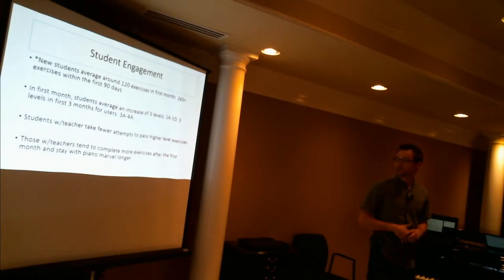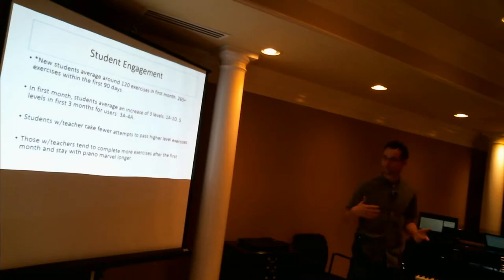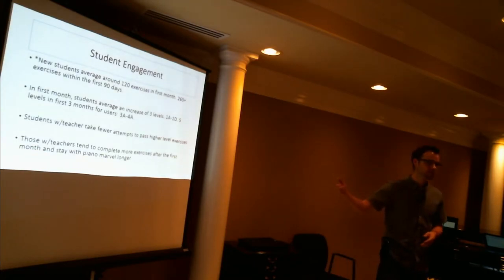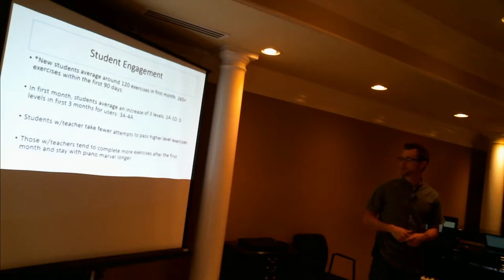In the first month, students average an increase of 3 levels. So if it's a 1A, as Aaron mentioned, five levels would be like a 1A to a 2A, a full level increase. This is a 1A to 1D. When I say level here, this is really a sub-level. And in the first 3 months, 5 levels.